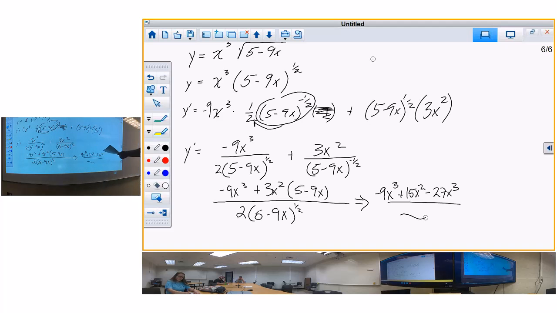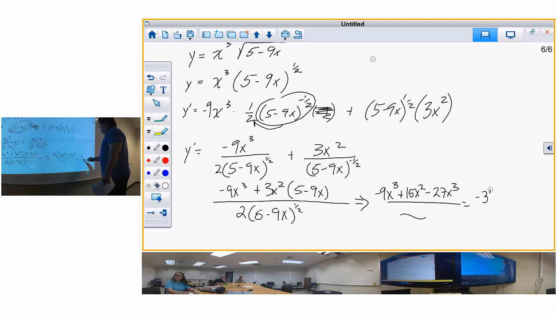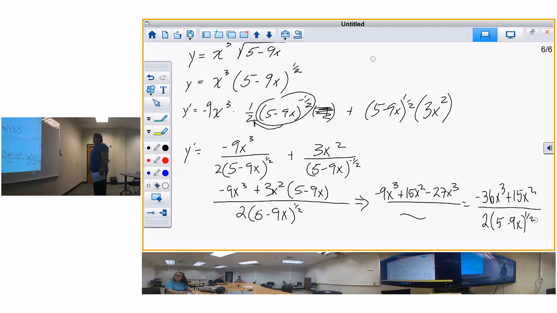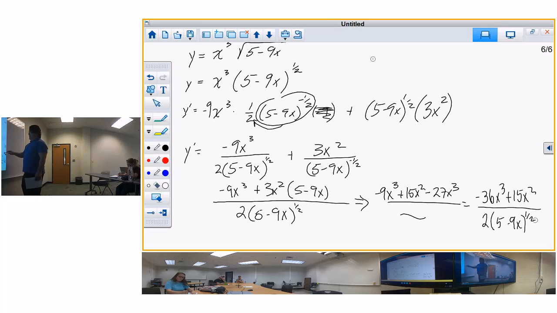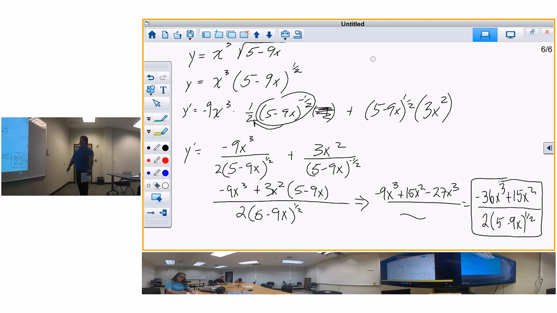And then what's negative 9 minus 27? Negative 36, help me out, plus 15x squared over 2 times 5 minus 9x to the 1/2. I'm looking at that 2, but that 15 messes that 2 up. So let's go ahead and call that it. Yes, you could factor out x squared, but it's not going to help you. You could factor out 9, but that's not going to help you. Factor out a 3, but that's not going to help you.